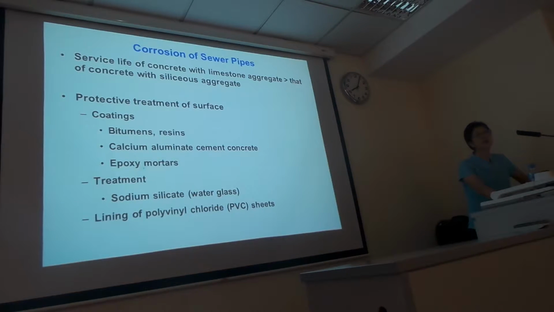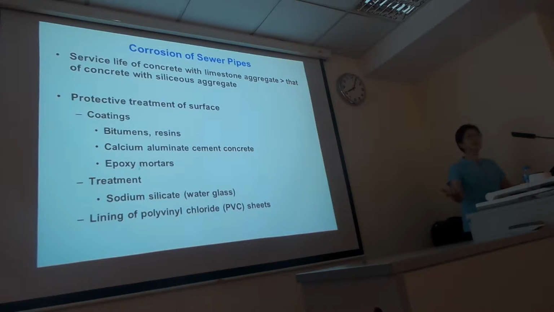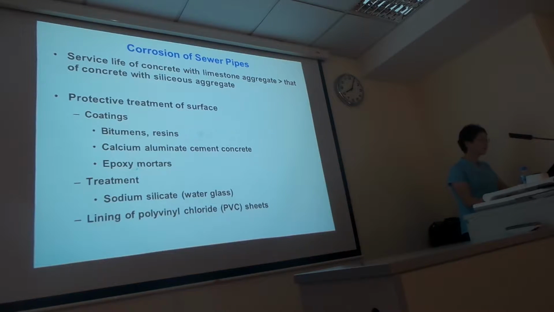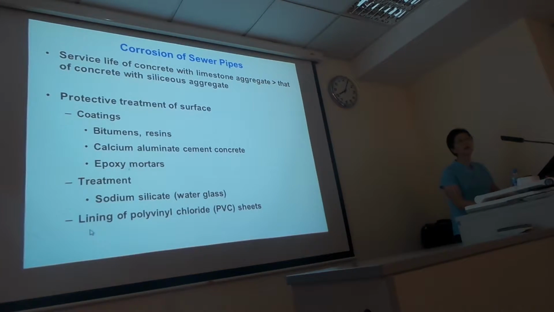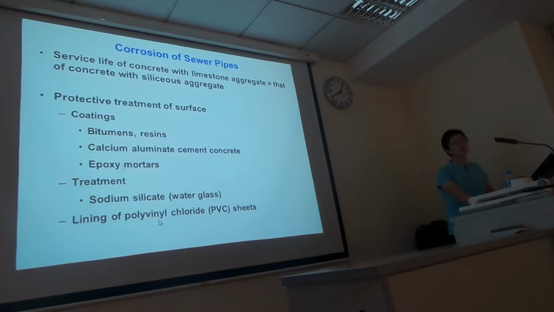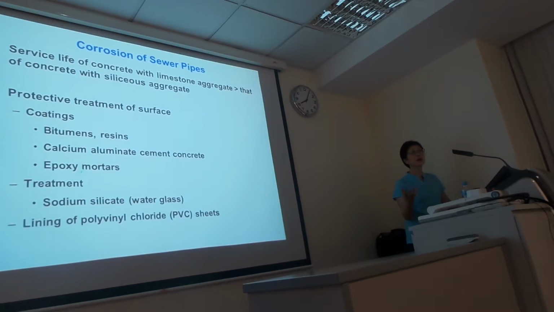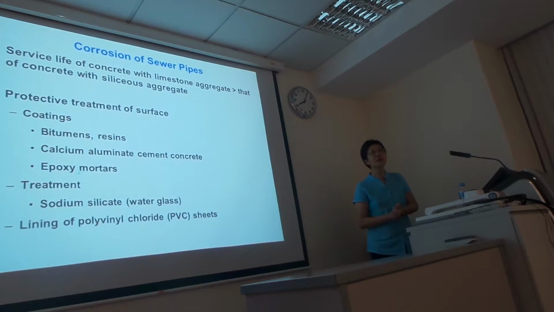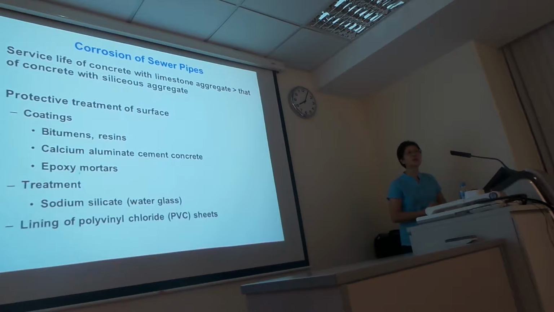So for a large city, for example, Singapore, we have deep tunnel sewage, right? So for the latter part, people typically use lining, for example, lining of the PVC sheet. So therefore, the sewage does not come in direct contact with the concrete. Okay? Because the thing is, we're talking about the concrete does not tolerate acidic environment well.